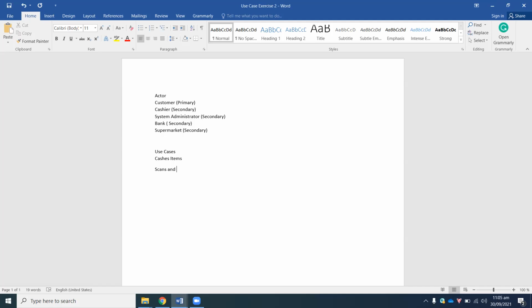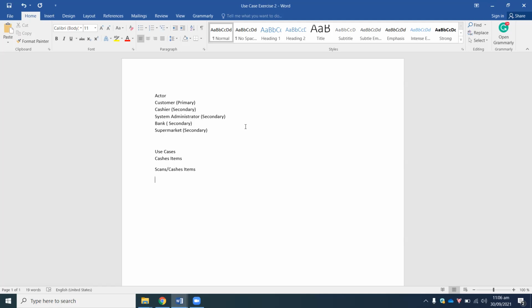Now, cashes item, the word cash over there would mean bring it out to have it cashed, to have it processed. Okay. Scans slash cashes items. Now, why are we having it separately for cashes items? Because a customer brings it out to cash it. The cashier scans it first. If both of them would have been involved in the process of cashing the item, we could have something like scans.